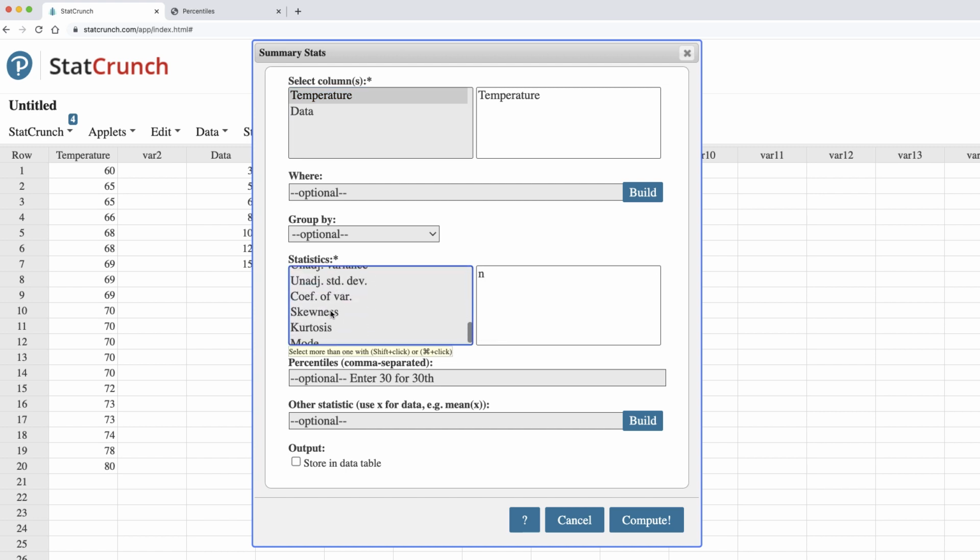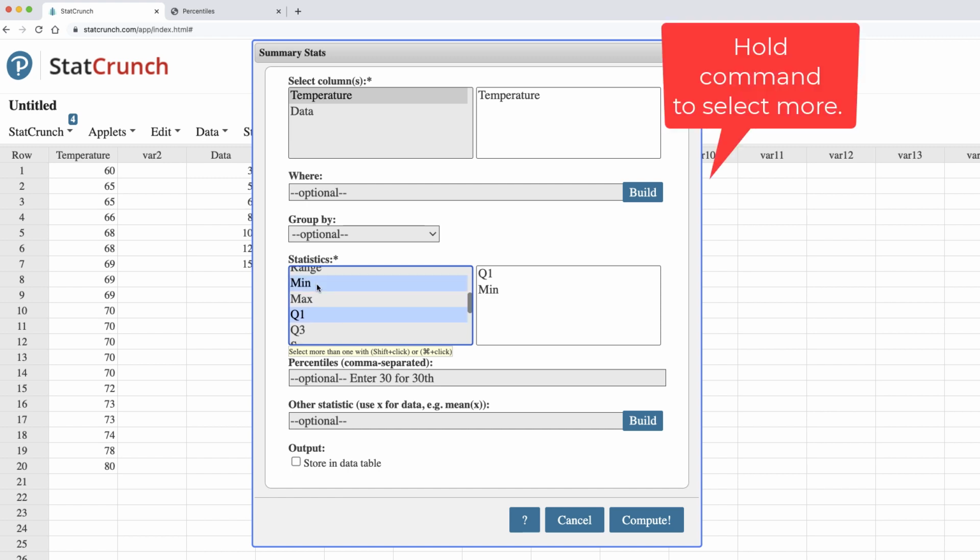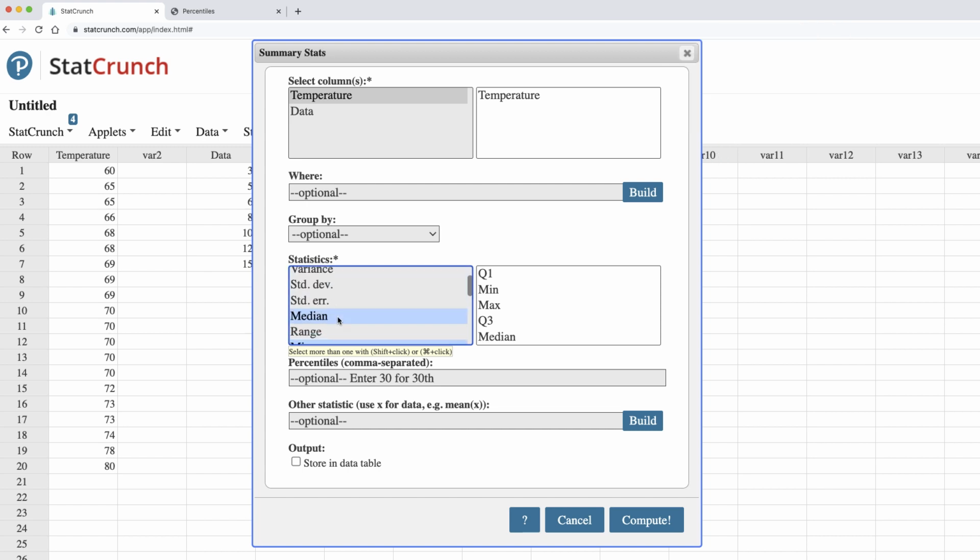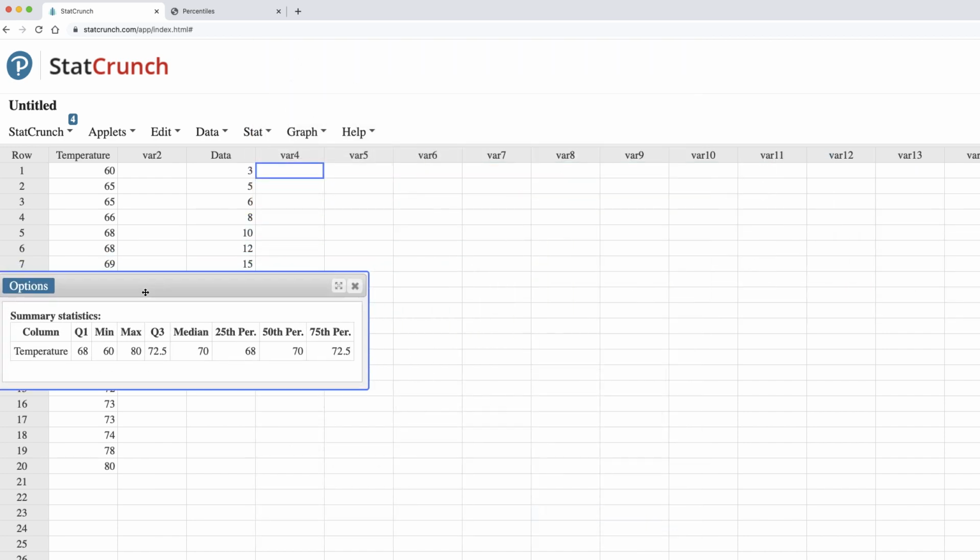Now in here I just want a few things. There's a few things in here. I can get it all. The Q1, the minimum, the maximum, Q3. There's a median in here somewhere, median. So the median is Q2. And if we want to put them in here, we can just do them in here. 25th percentile, 50th percentile, 75th percentile, right? You can just put those percentiles right in there. But they're basically all right here. Q1, Q2, Q3, min and max. I click compute. I get some information here.